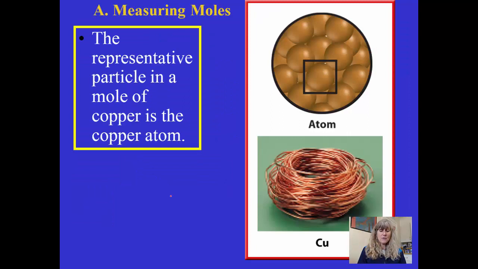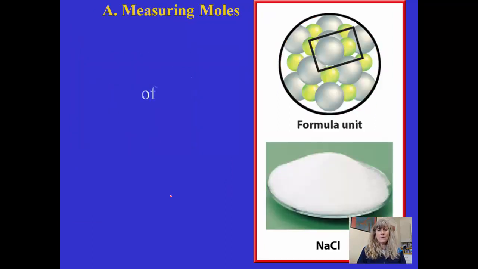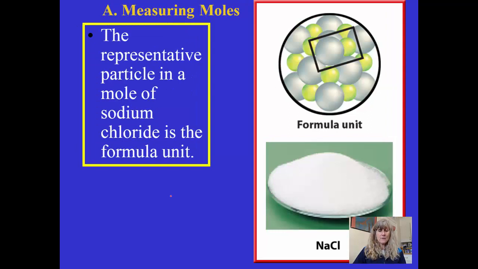Water is molecules, as you saw, and here we have atoms of copper or formula units of sodium chloride. Now, how come this is a formula unit and not a molecule? Do you remember? Look at the formula, a metal bonded to a nonmetal. That's right, ionic bonds. So if it's ionically bonded, we do not call it a molecule. We say it has formula units.